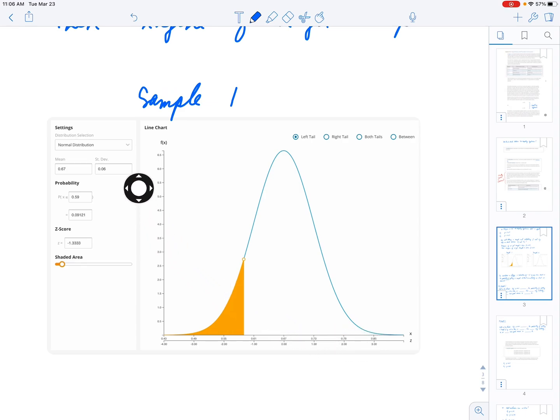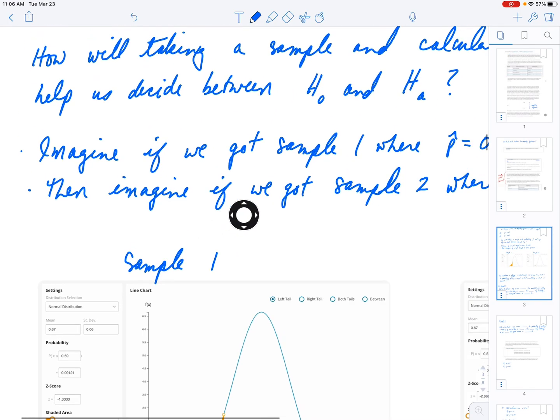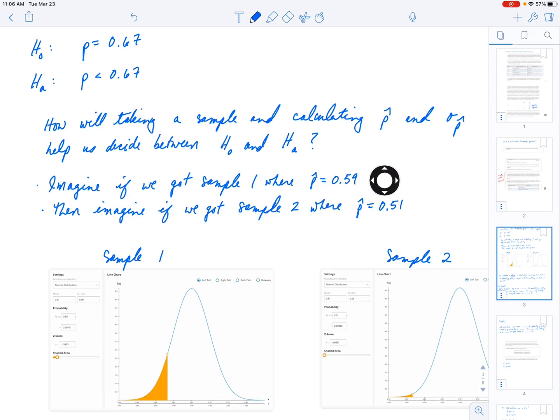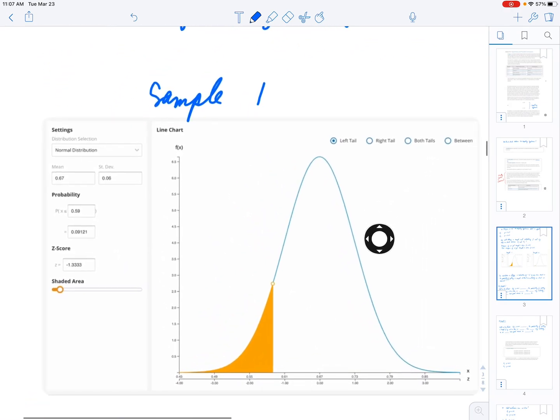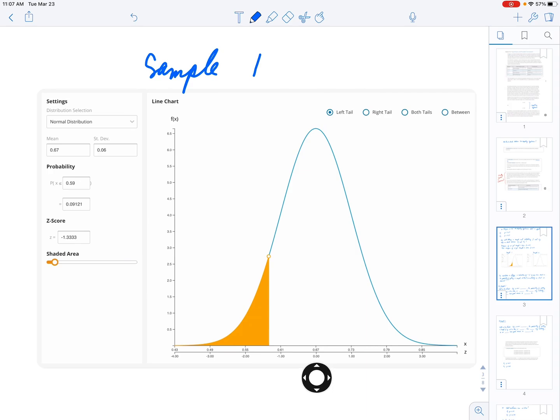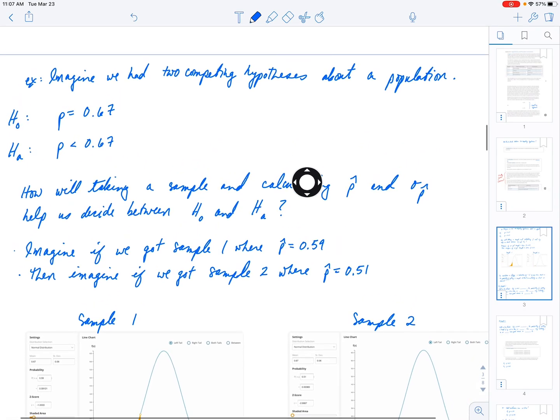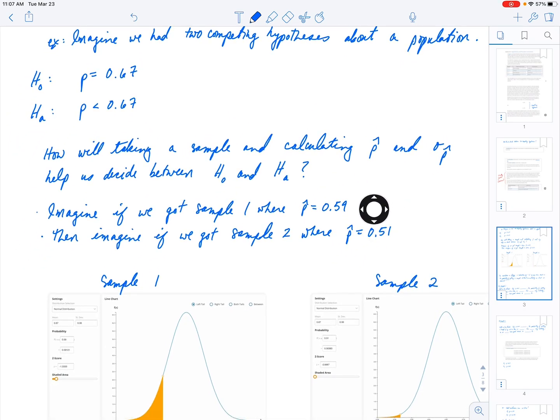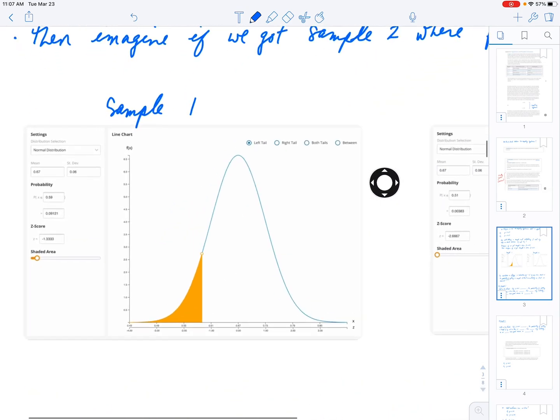Now, let's say the standard deviation of the sampling distribution was 0.06. If I'm in scenario 1 where the sample proportion I got was 0.59, here's what I've constructed: a sampling distribution that's centered at 0.67, and I'm asking myself, how likely is it that I get 0.59 or smaller for a sample proportion? That is, what are the odds of getting a sample proportion that small, assuming the truth of 0.67? That's what this graph does for you.